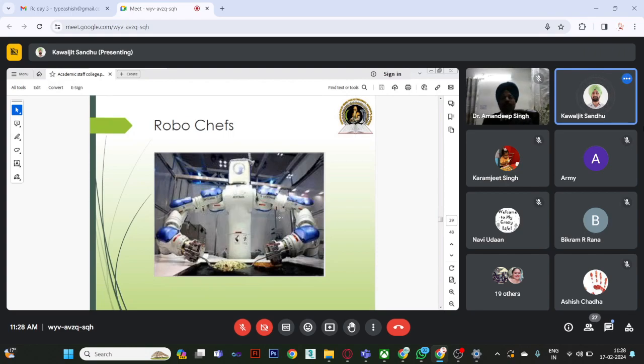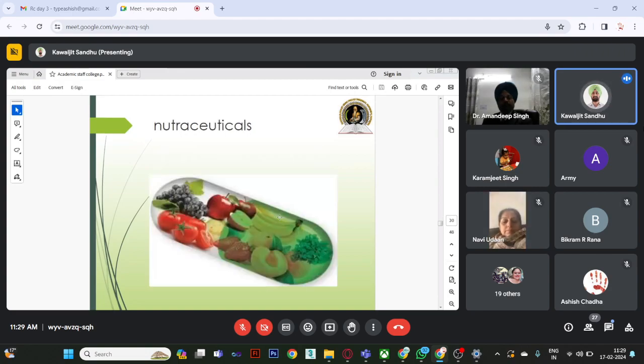Some trials are going on, and they will be replicating your dishes exactly the same. You will have the same taste, once you feed the software into these robo chefs.